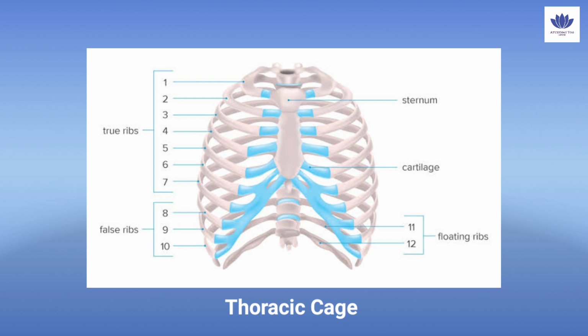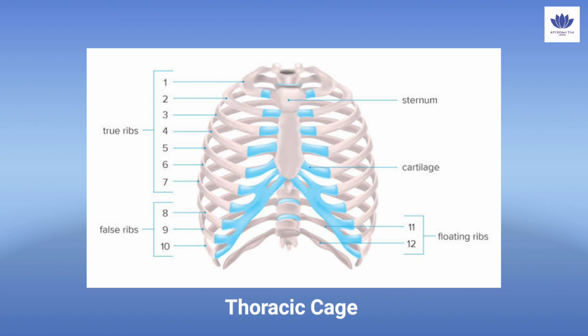Ribs, there are 12 pairs of ribs which project from the vertebra, and these can be categorized into 3 categories. First is true rib. These are from number 1 to number 7. Now these are called true ribs because they are directly attached to the sternum via the costal cartilage.